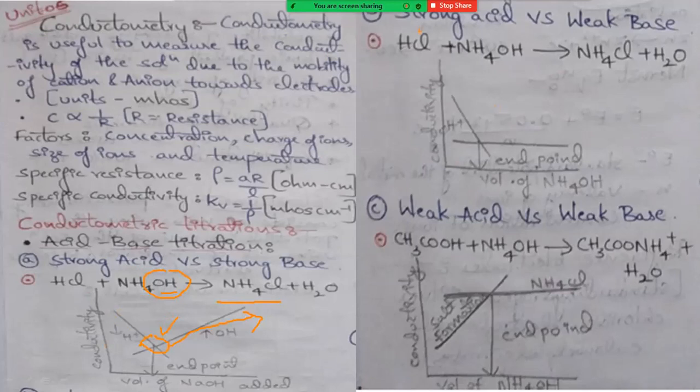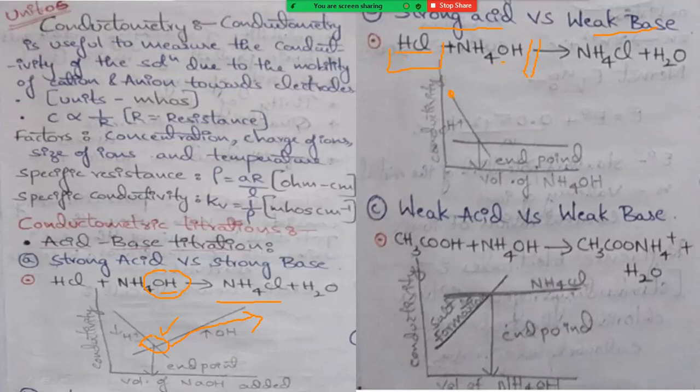The next one is strong acid versus weak base. Here HCl, a strong acid, is taken in the conical flask, and a weak base, that is NH4OH, ammonium hydroxide, is taken in the burette, right? Initially, more H+ ions are present. Why? Because HCl is very strong. So the conductivity values will start at the highest point.